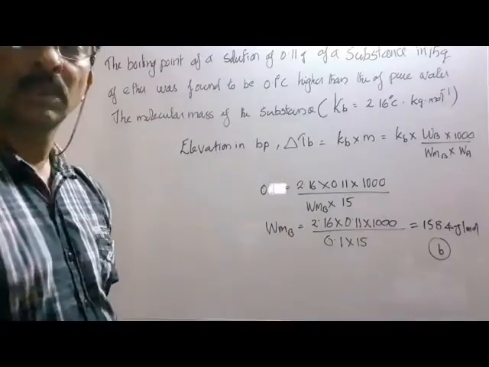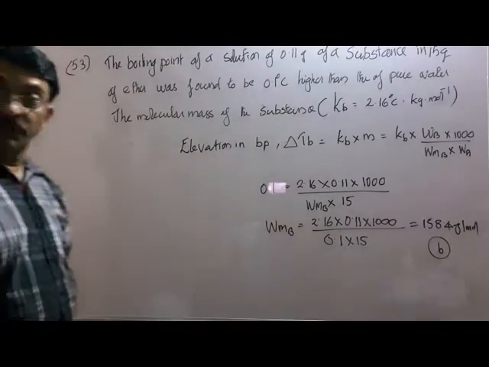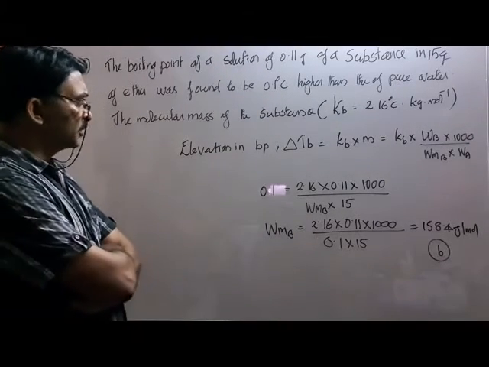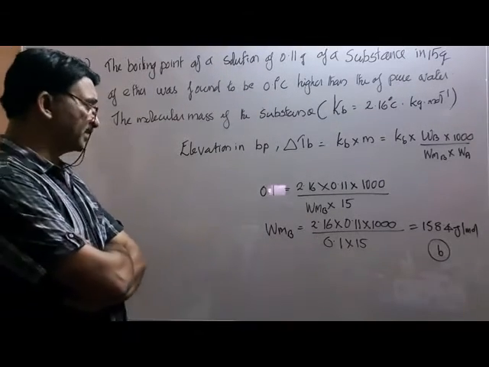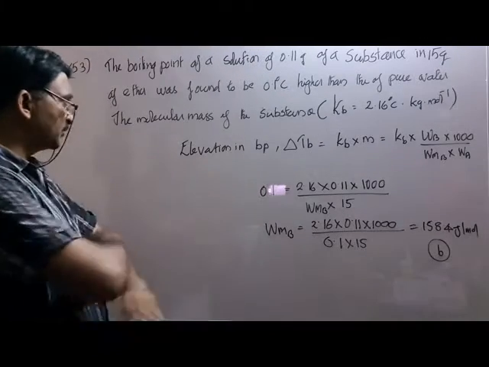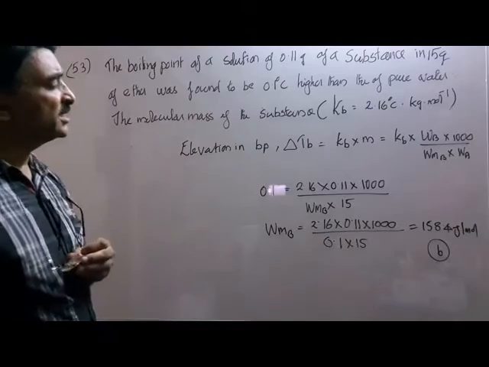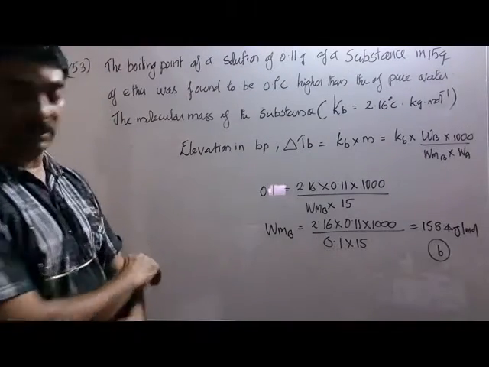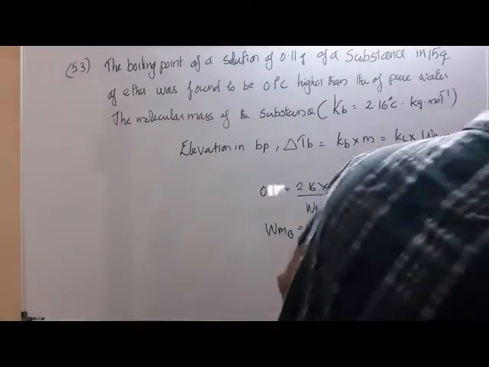Okay. Now the 53rd question. The boiling point of a solution of 0.11 gram of a substance in 15 gram of ether was found to be 0.1 degrees Celsius higher than that of the pure solvent, not pure water, pure solvent.